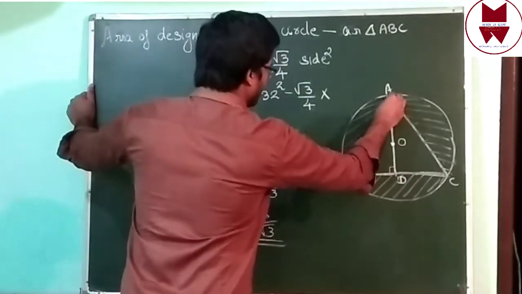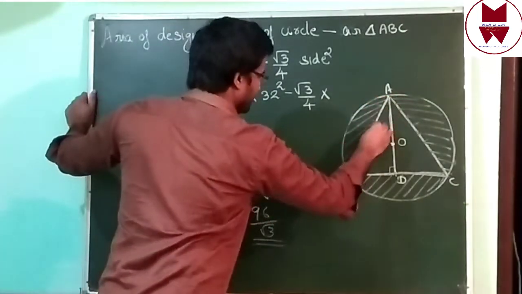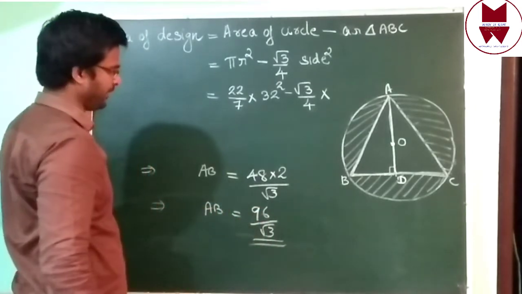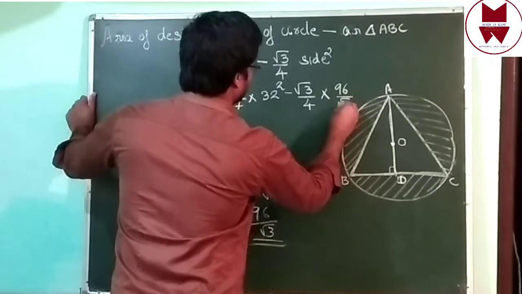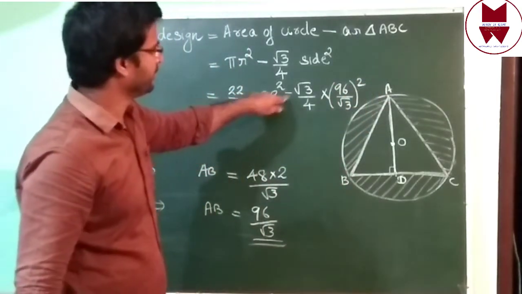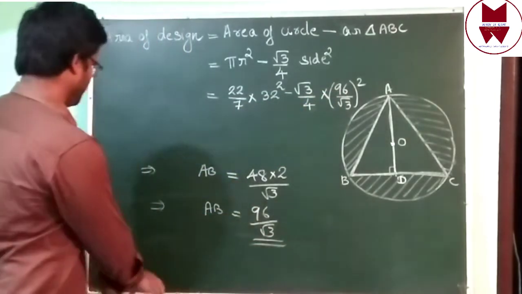What is the length of one side of this equilateral triangle? Look in here, this is AB, isn't it? AB equal to 96 divided by root 3. We can write 96 divided by root 3 whole square. The 32 is radius, then side we already got, that is AB equal to 96 divided by root 3.